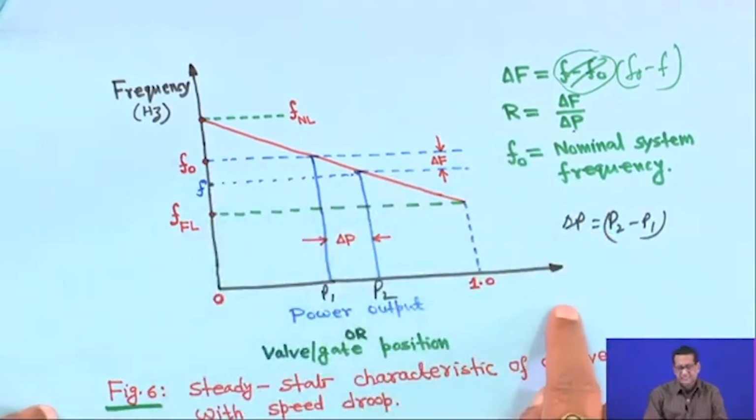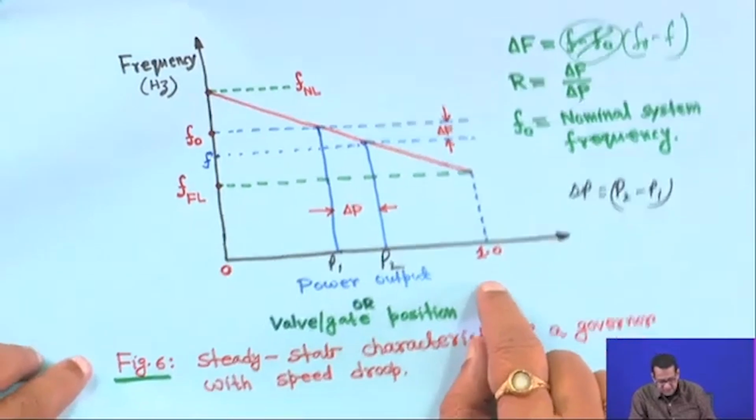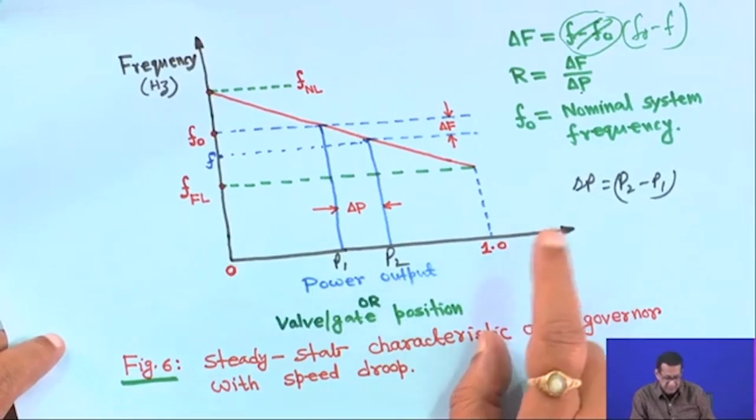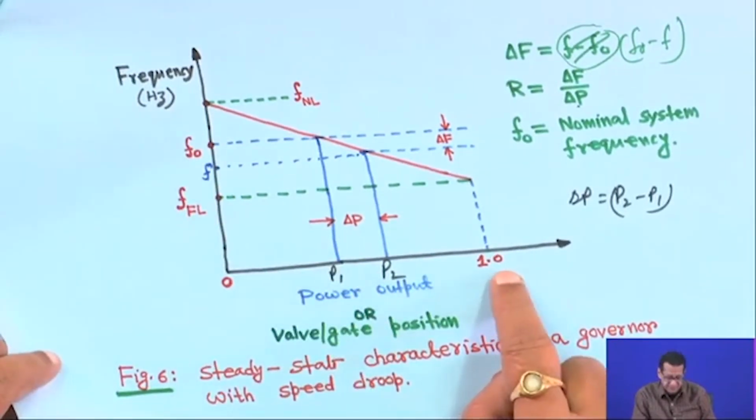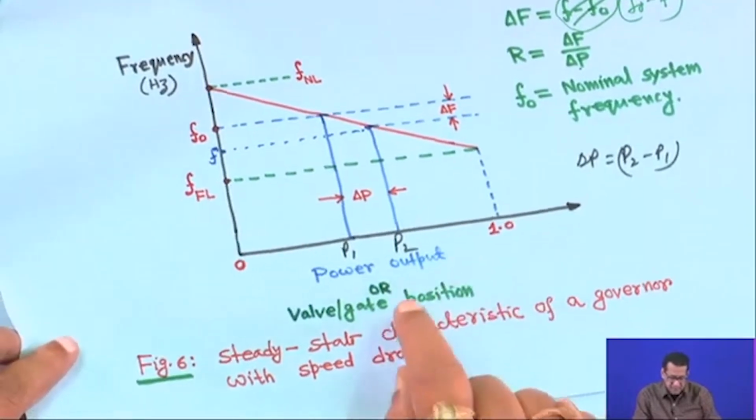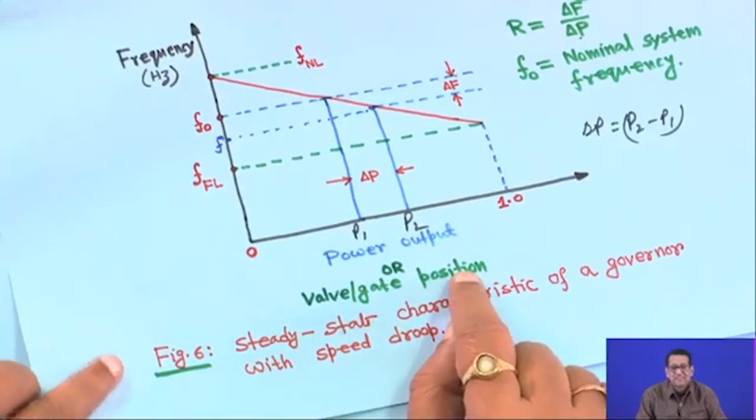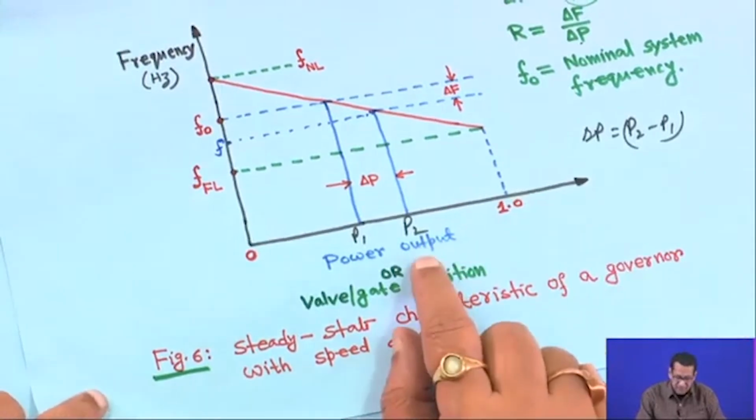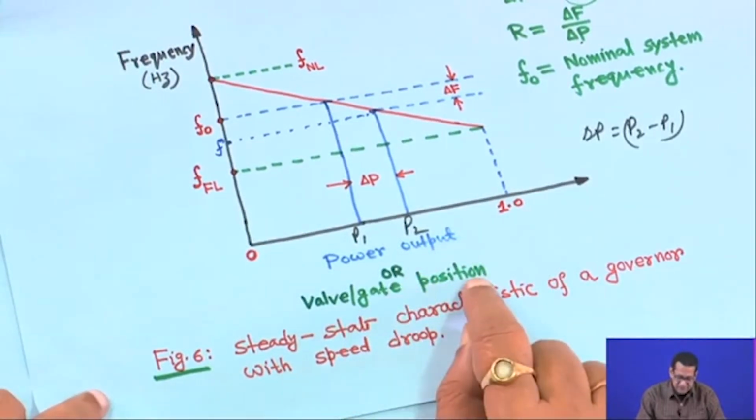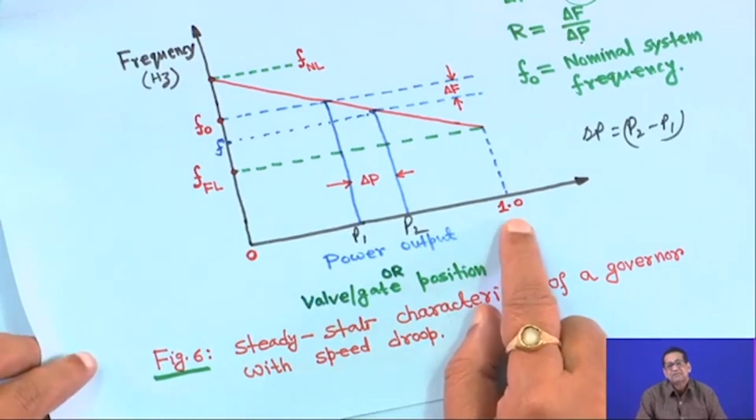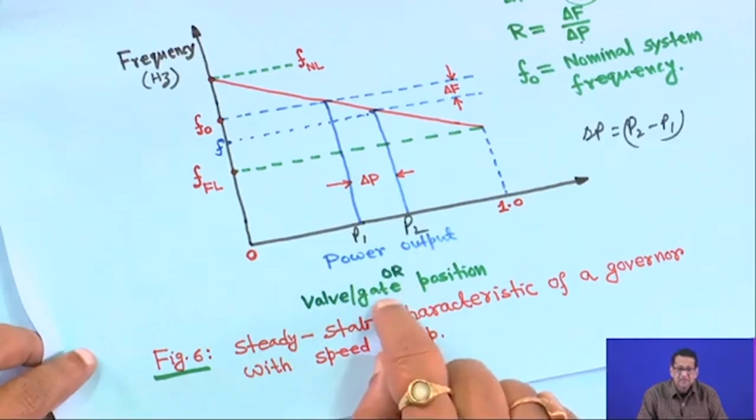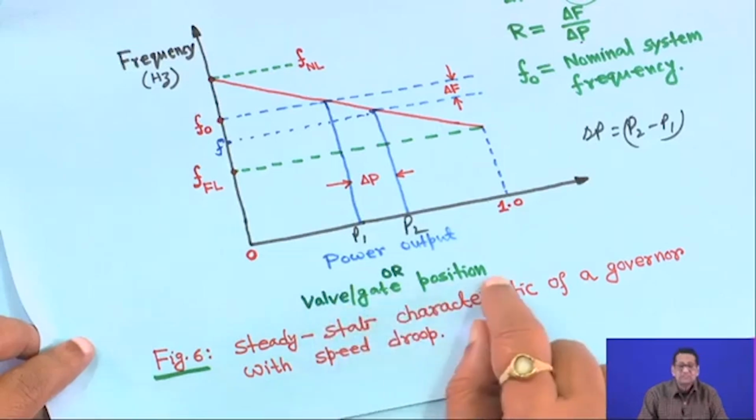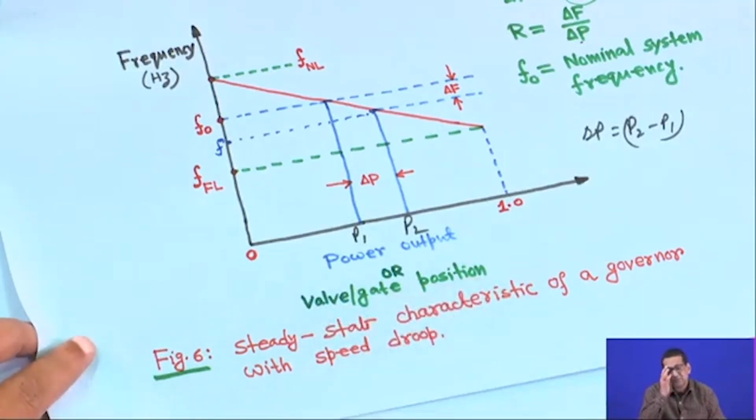This is a linear characteristic. And this 1 per unit means the maximum power generated by the generating unit, and this frequency is in hertz, although this axis is in per unit. This is the power output, or we are writing valve or gate position. Assuming it is a lossless system, in per unit, whether it is power output or valve or gate position, it will remain the same. Valve means steam valve, or gate means hydro gate. That is why I have written power output or valve or gate position. In per unit, everything will remain the same.